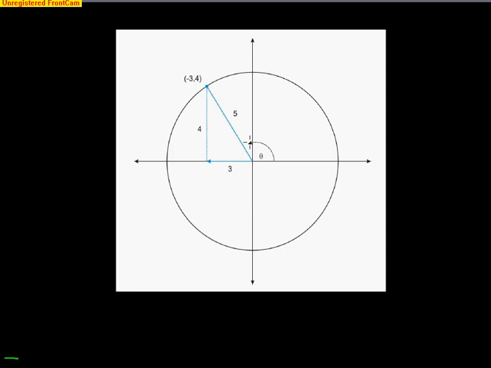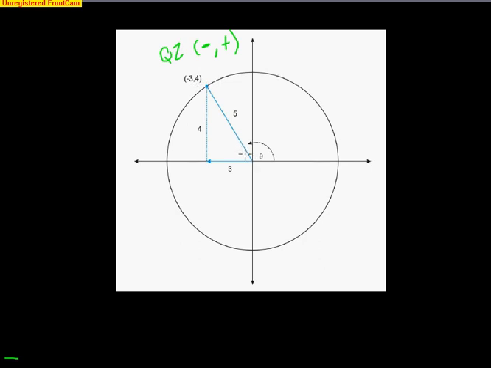Okay, this is quadrant 2, and in quadrant 2, x's are negative, y's are positive. Here I create this triangle. Let's just say I end at the exact point (-3, 4). You don't have to worry about finding this angle right here. A lot of people think they do.